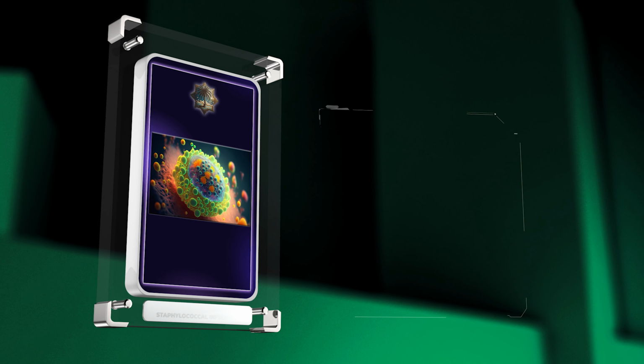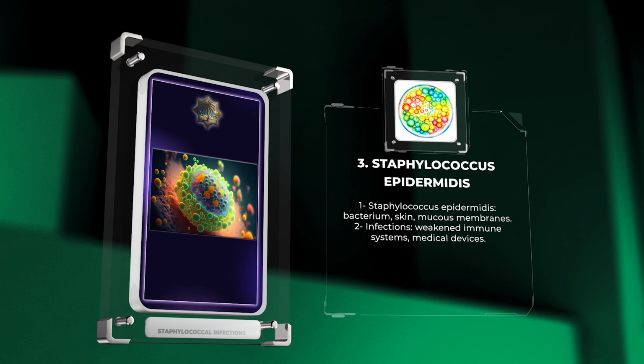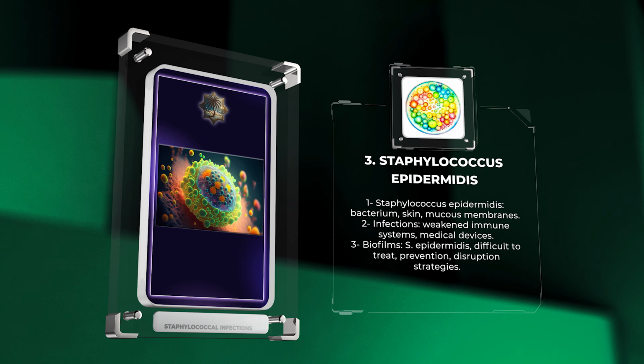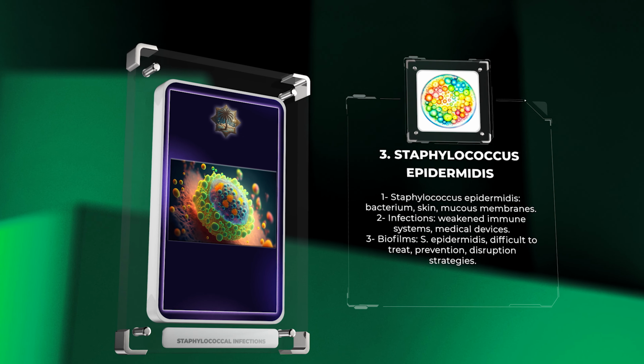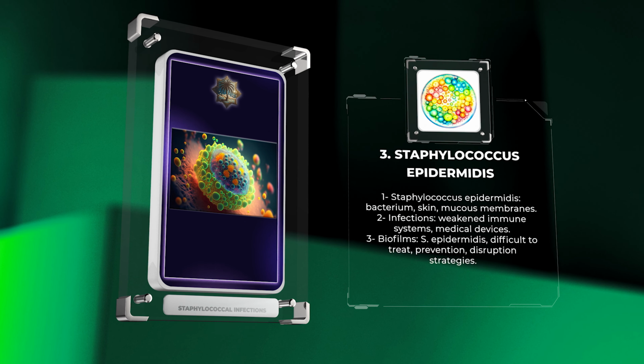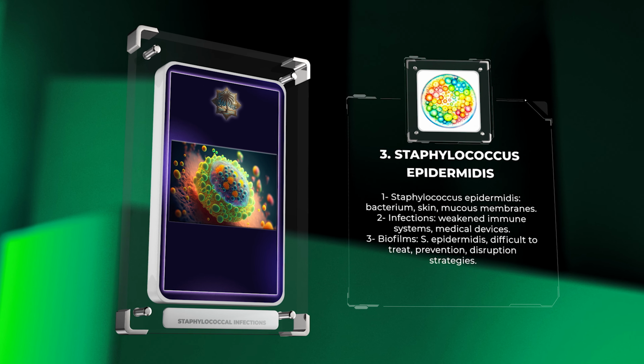Staphylococcus epidermidis is a bacterium found on the skin and mucous membranes. It can cause infections in people with weakened immune systems or medical devices. Biofilms formed by S. epidermidis make infections difficult to treat, requiring research on prevention and disruption strategies.